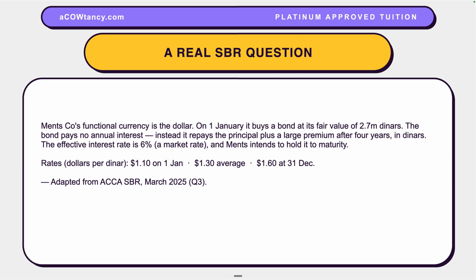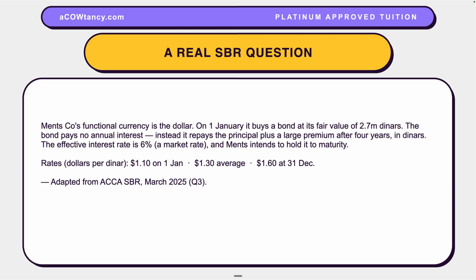The bond pays no annual interest, so we don't receive any annual interest. There's no receipt to worry about. Instead, it gives us the principal plus a large premium after 4 years in dinars. The effective interest rate is 6%, so we're going to use that. That should go to the P&L, shouldn't it? And Mint intends to hold it to maturity. So they're telling you they're holding it to maturity, so you've got to classify what sort of loan that is.